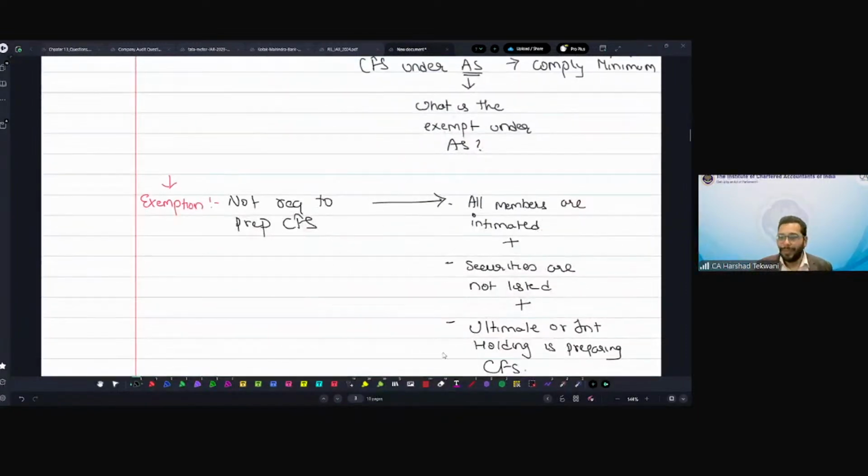Now, the second provision to this particular rule is this one, which says that whatever is written in this rule will not apply to the company which is meeting these three requirements. It means companies are not required to prepare consolidated financial statements if they meet these three requirements. So there are two exemptions, one under AS, one under your second provision of Rule 6.